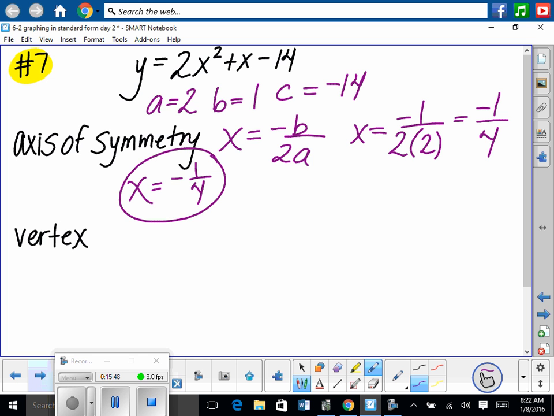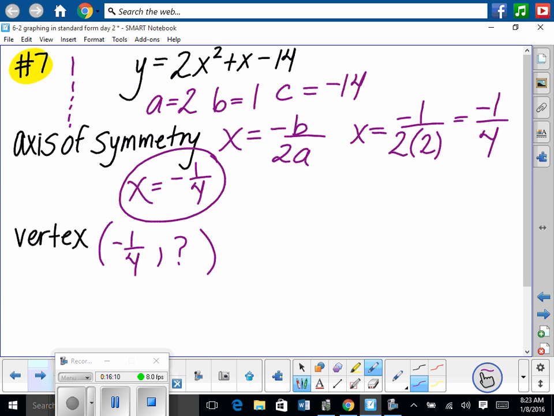Okay. So now to find the vertex. We know that our axis of symmetry is at negative 1/4. So we know that our vertex falls on that x point, but what y point? Well, we don't know, but we can find out by plugging in that x value. So once again, for the vertex, we're looking for negative 1/4 comma question mark. So let's plug that in.